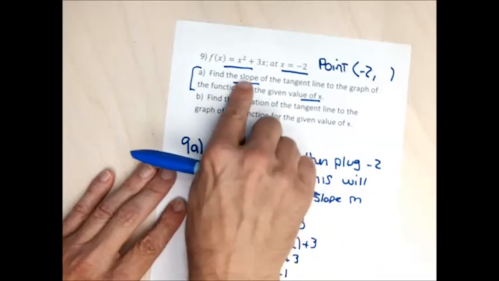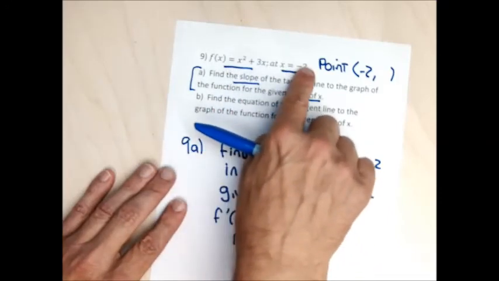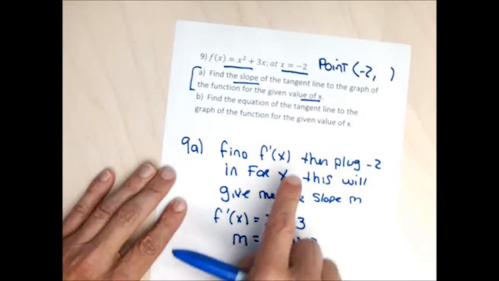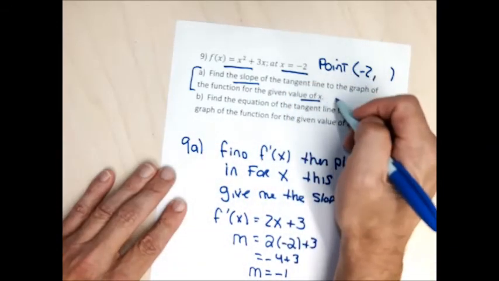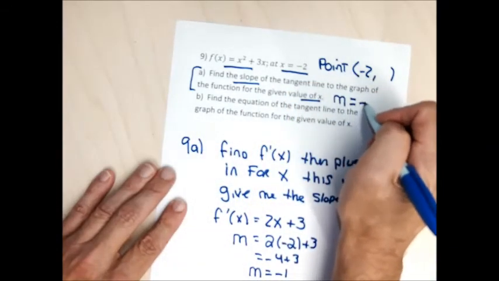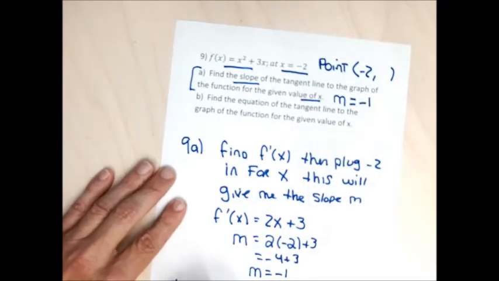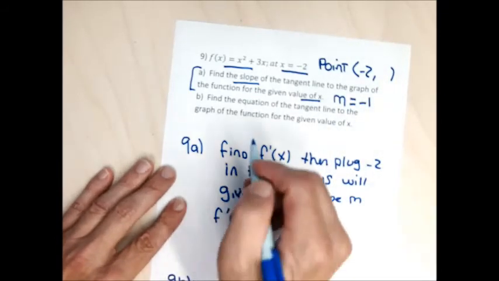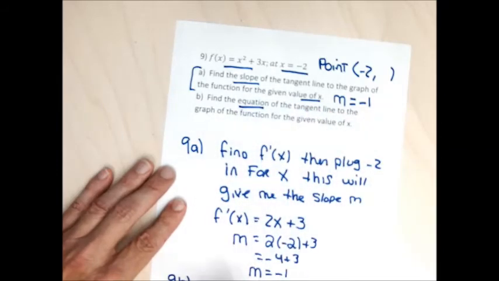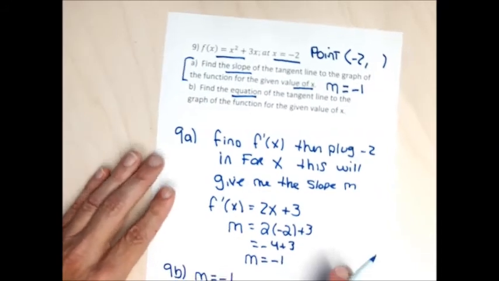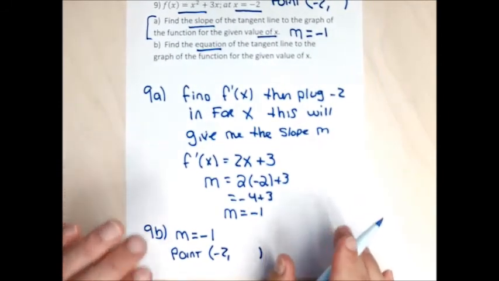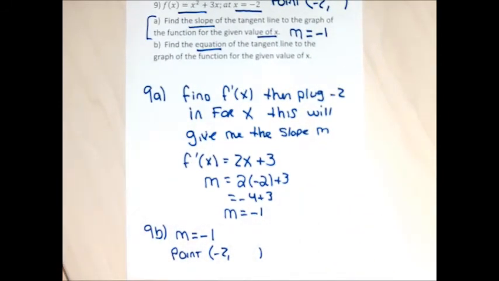So to find the slope of a tangent line when you're given a function and a value for x, you simply take the derivative, plug that value of x into the derivative. My answer to part A is going to be m equal to -1. For part B, I'm asked to find an equation of a line. I know that the slope of my line is going to be -1. I know the x coordinate of my point is going to be -2. And in order to get an equation for a line, I need a slope and a point. I need to find the y coordinate of the point.